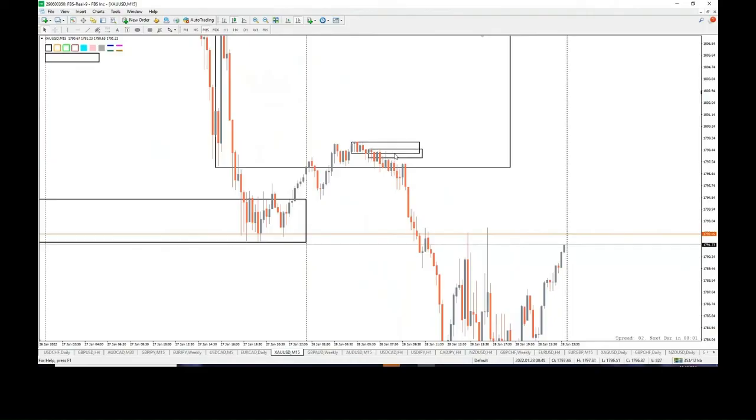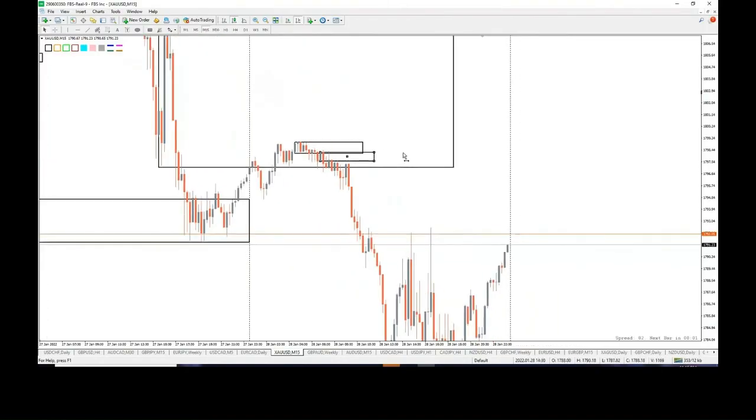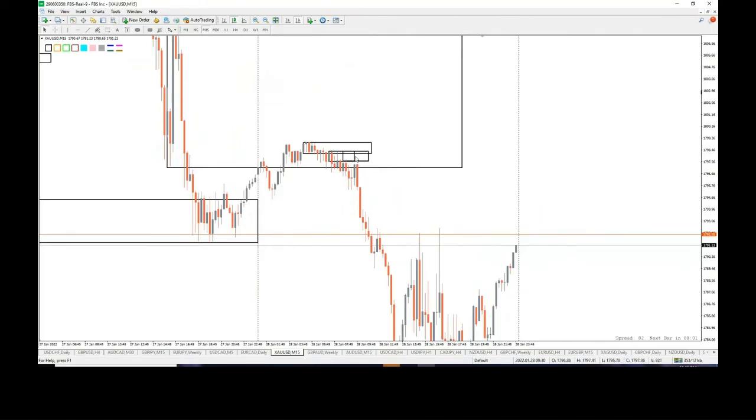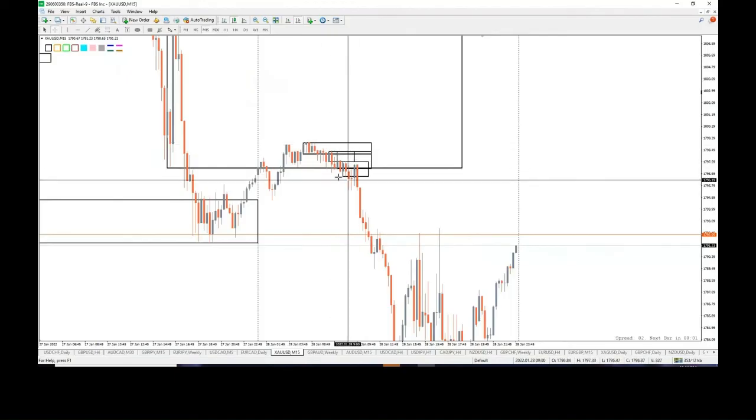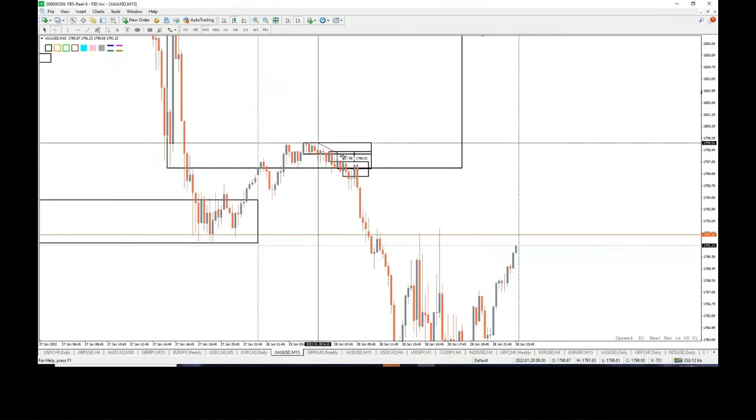Re-entry. I'm not waking up at this time, so yeah. Can you see? There's a lot of opportunity. If I'm waking up at this time, I will take these entries. You don't have to wait a long time for opportunities, do you?